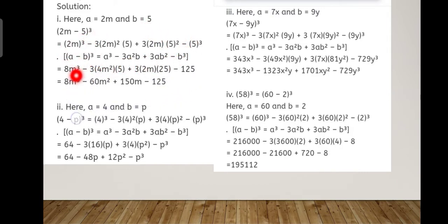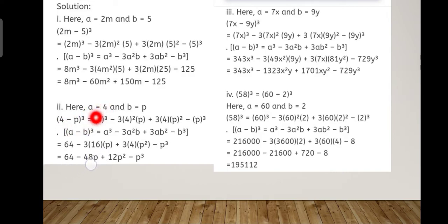Now 2 का cube is 8 and m cube will remain as it is, minus 3 will remain as it is, 2 का square is 4m square, m का square is m square, then 5 remain as it is, plus 3 into 2m into 5 का square 25 minus 5 cube is 125. Now 8m cube will remain as it is, 3 4s are 12 5s are 60 m square plus 3 2s are 6 25s are 150 m minus 120. So we have 2m minus 5 the whole raised to cube as 8m cube minus 60 m square plus 150 m minus 125.